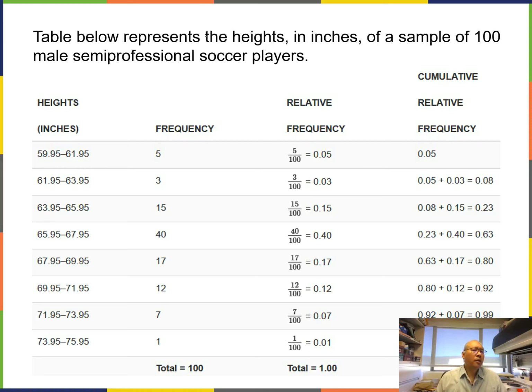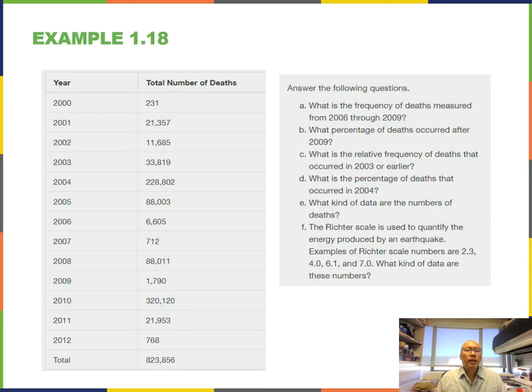So we'll talk more about constructing these types of frequency tables in the next chapter, when we actually build these tables. Here we have one final example. They give us the number of deaths in earthquakes that happen in a particular year.